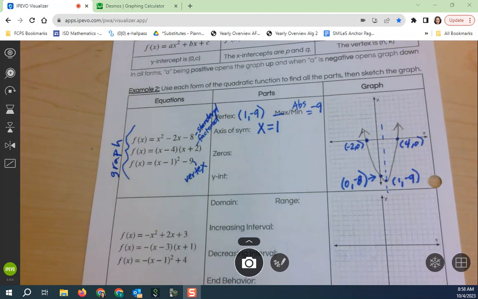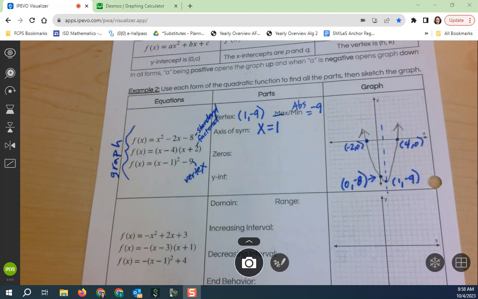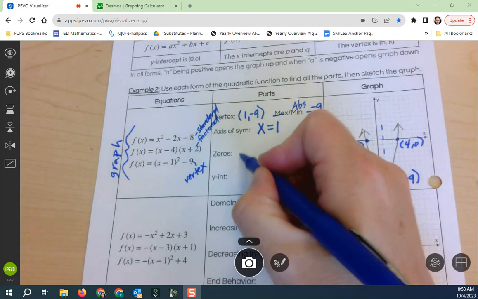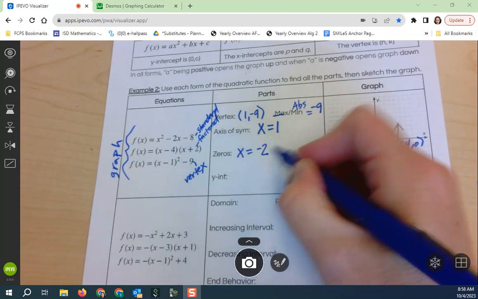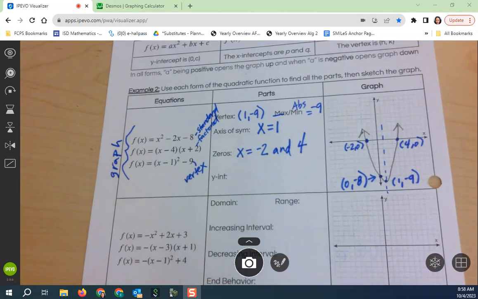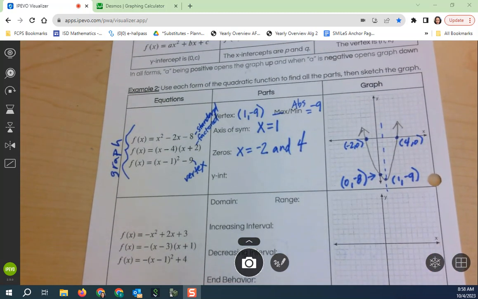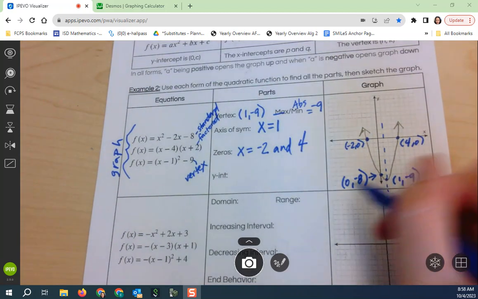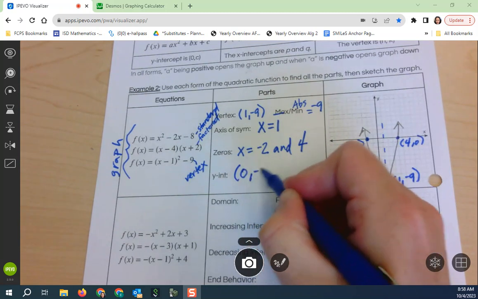All right, the zeros are in the same place as your x-intercepts, but you don't have to write them as points. You must write them as points if it asks for x-intercepts, but if it asks for zeros, you can just list the numbers. So in this case, it would be x equals negative 2 and 4. I will always take them written as points, so if you want to just always write them as points, that's fine. But when it says zeros, you don't have to write them as points. The y-intercept is a point, and we found that point right here. It's 0, negative 8.